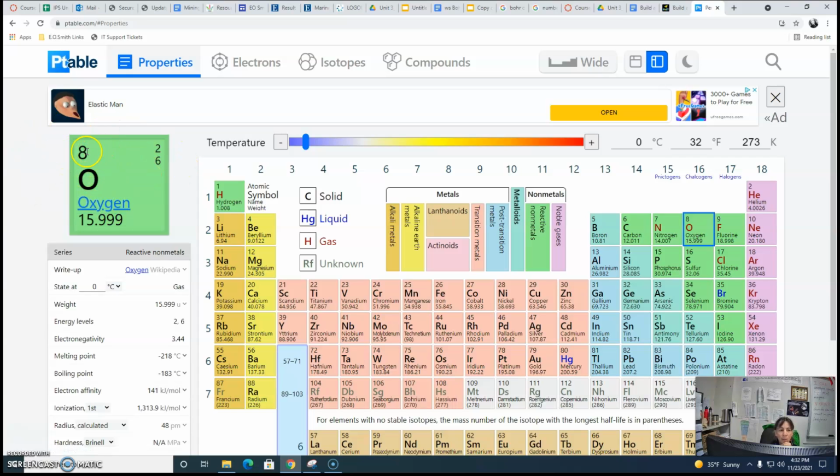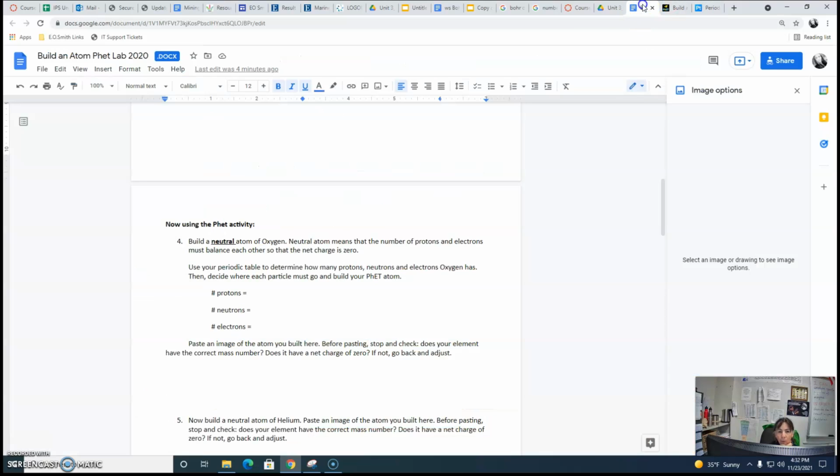First piece of information I'm going to look for is this atomic number of 8. So my oxygen has an atomic number of 8. Right away, I know that that gives me the number of protons for oxygen. Well, once I know the number of protons, and I know that my oxygen is neutral, I know that my electrons have to balance out my protons. So I got 8 protons. I'm going to have 8 electrons in order to balance themselves out.